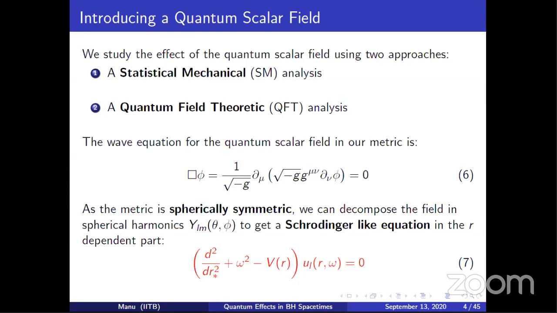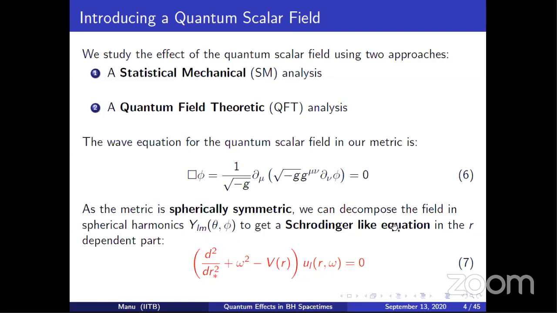It's just as Saurabh showed in his slides, in the Einstein's equation. On the right-hand side, you have the stress energy tensor. So we substitute the stress energy tensor of the scalar field in the Einstein's equation, and the equation turns out to be just the wave equation, box phi equals zero. Now, because in our scenario the metric is spherically symmetric, we can decompose this phi in terms of spherical harmonics.